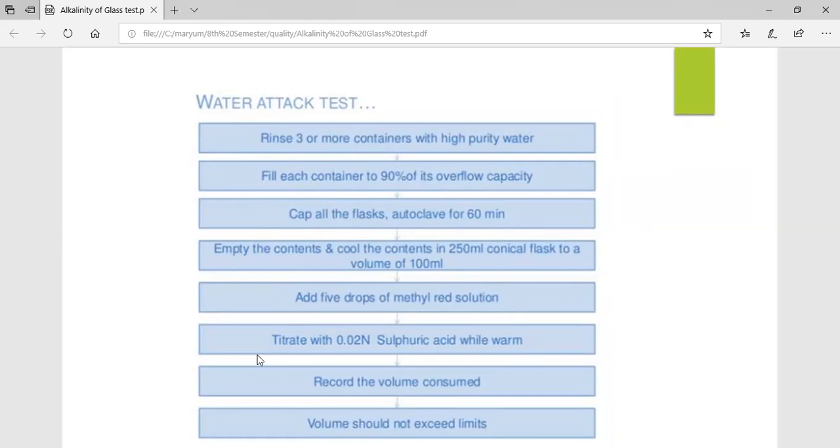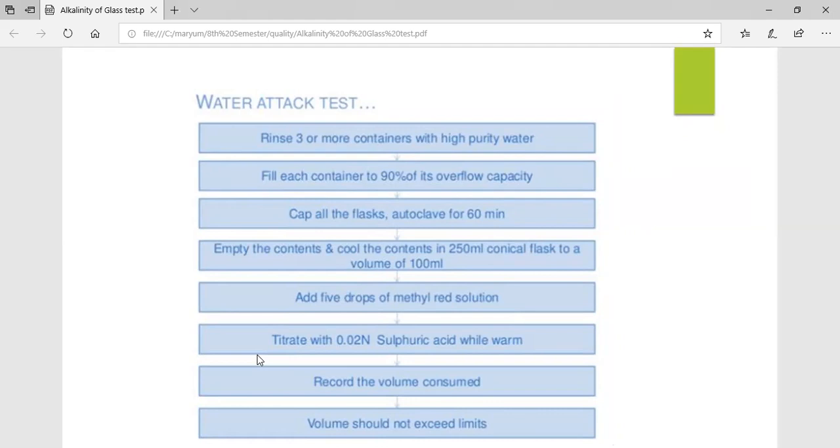What we have to do is take 3 or more containers of high purity glass. Then we fill the container to 90% of the overflow capacity. We cap the flask and autoclave it for 60 minutes. That gives the accelerated leaching process. Then we empty the container, cool it, and transfer a volume of 100 ml to a 250 ml conical flask.